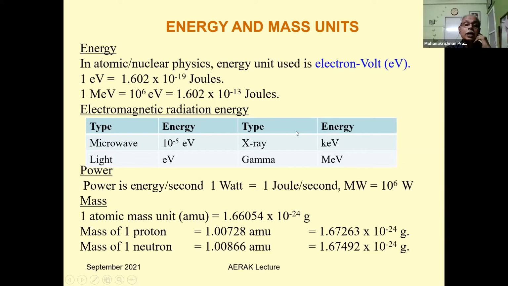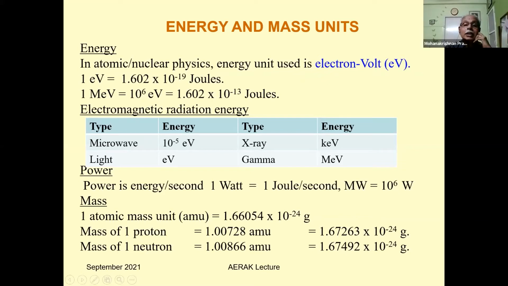All these are electromagnetic radiations, and power is energy per second, or watt. So 1 joule per second is a watt, and 1 megawatt is 10 to the 6 watts. And one atomic mass unit is 1.66 times 10 to the minus 24 grams, a very small value. One proton mass and neutron mass are about 1, and one electron mass is 1,800 times smaller than this.